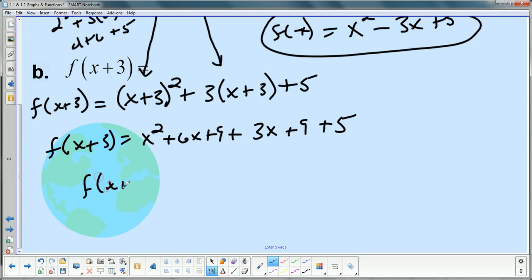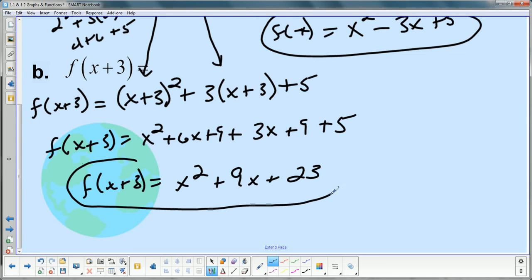Finally, last step on this one, I'm going to combine my like terms. So I have an x² plus, combine my x's, I get 9x, plus combine all my constants, so 18, 23. So f(x + 3) would give us that whole thing.